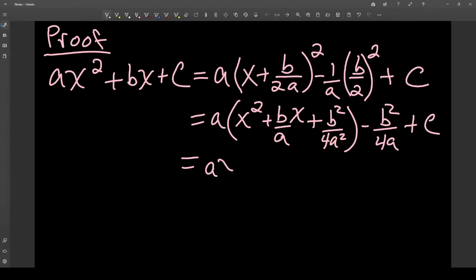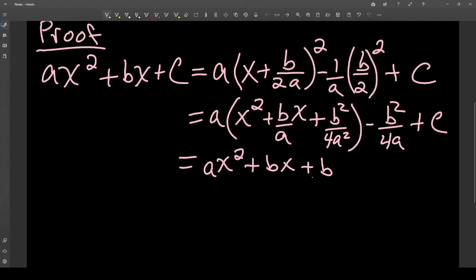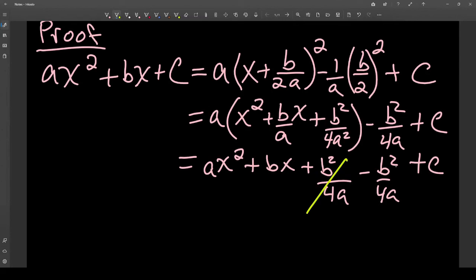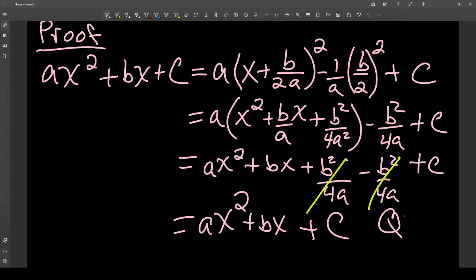Distribute the a through, that's ax squared plus bx plus b squared over 4a. Bring down the minus b squared over 4a and bring down our constant c. Okay, we got a positive b squared over 4a and a negative b squared over 4a. And that leaves us with ax squared plus bx plus c, and I guess that's QED.